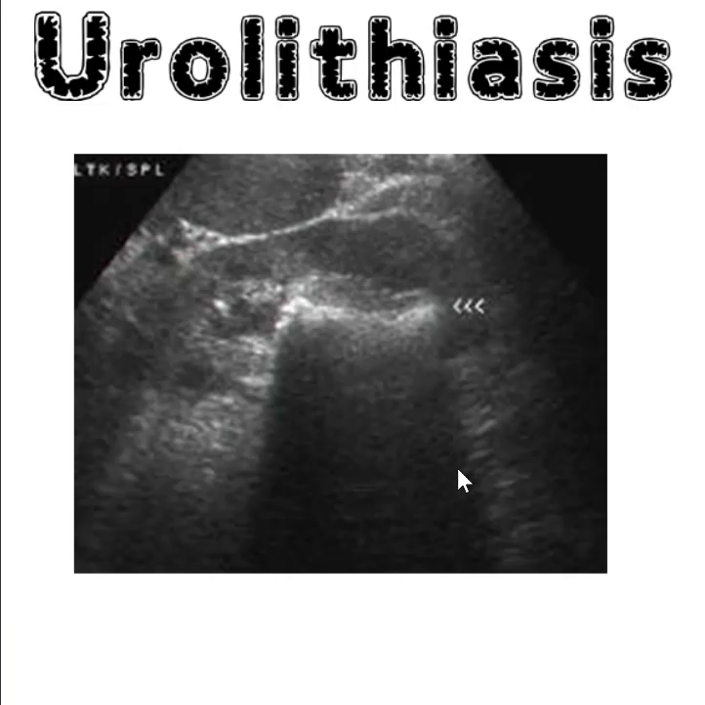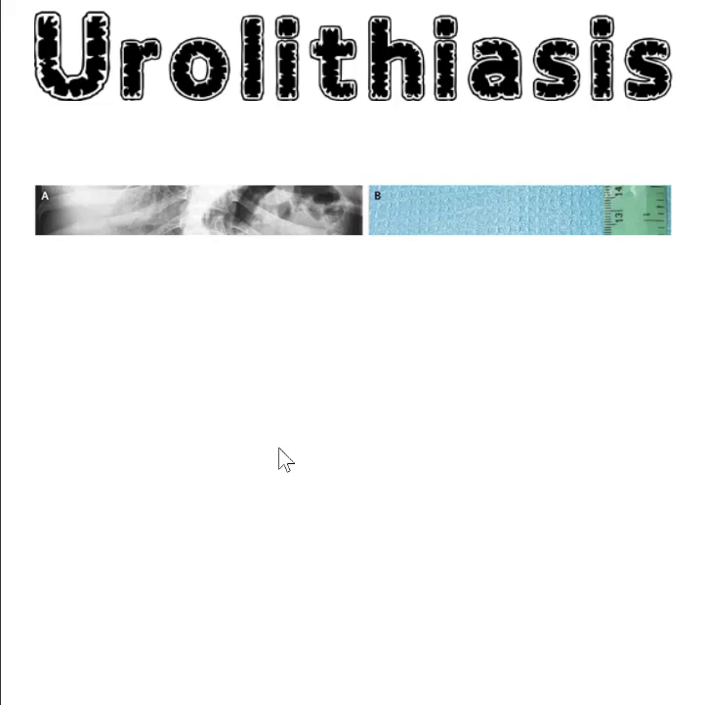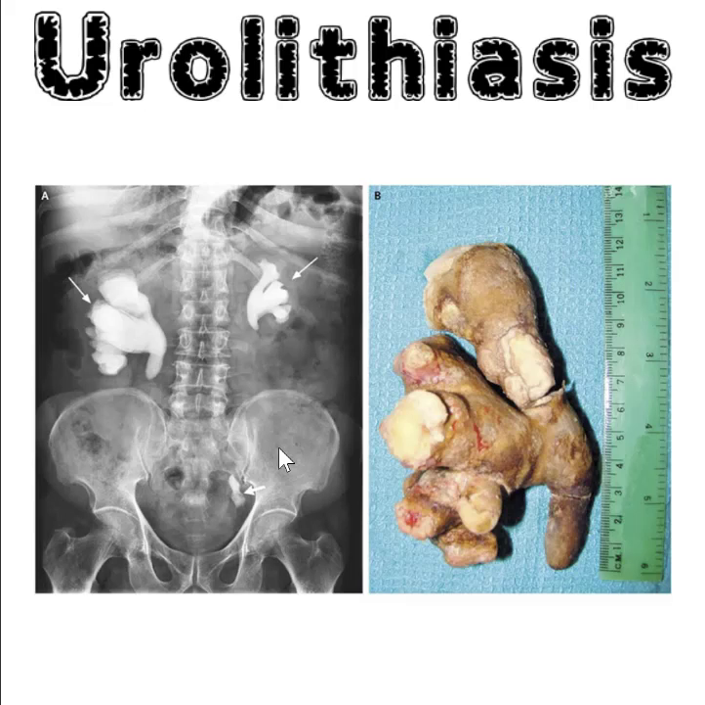And here is a giant Staghorn Calculus. This is filling the entire pelvis of the kidney. We can see the anterior border of it here and then nothing but shadow behind it. This is a gross example of the Staghorn Calculus. They are made of calcium, so we can see them on x-rays, and you can see how it's entirely filling the renal pelvis. The right one is much bigger than the one on the left. This person is probably in an enormous amount of pain. They're going to need surgery to get these out.